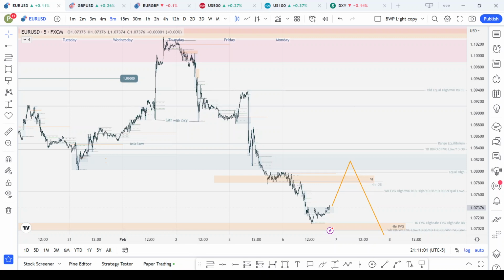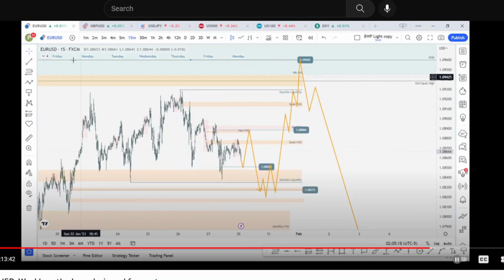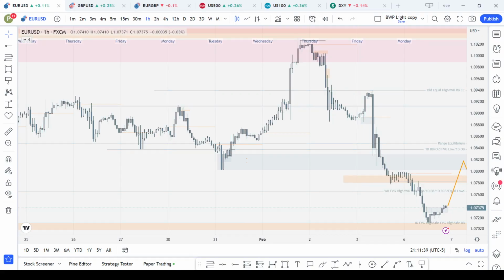Okay, and something to learn from that price action. So this was my analysis on Euro USD last week, on the 15-minute time frame. You can see that that was exactly what played out. That was pretty much what played out.